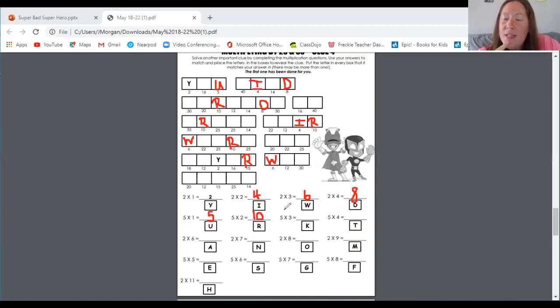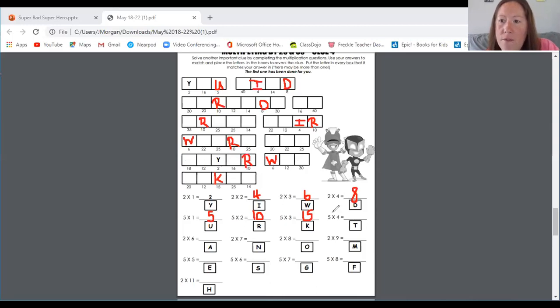All right, 5 times 3. Well, if I skip count that, 5 5s. 5, 10, 15. So I'm going to go ahead and write that in. Every time I see a 15, it's a K. All right, 15. Come on, 15, where are you? Oh, the very last word. I don't think I skipped any 15, so let's keep going.